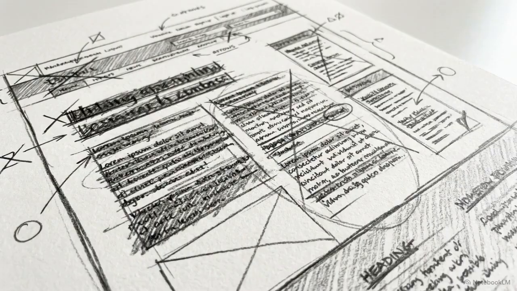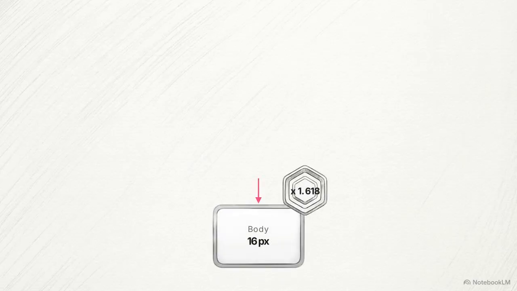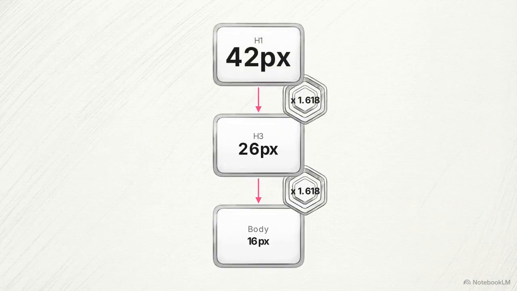Relying on arbitrary font sizes can break the visual harmony established by the grid. We start with a baseline body text size of 16 pixels to serve as our mathematical foundation. To find the size for the next level heading, our H3, we multiply that 16-pixel base by 1.618. This gives us 26 pixels. We apply the same multiplier to our new heading. Multiplying 26 by 1.618 gives us 42 pixels for our primary H1 heading.